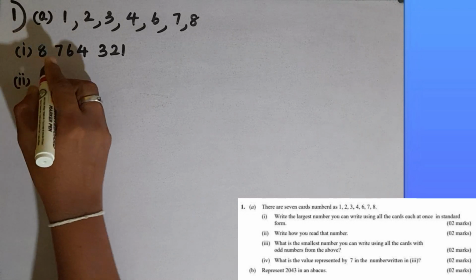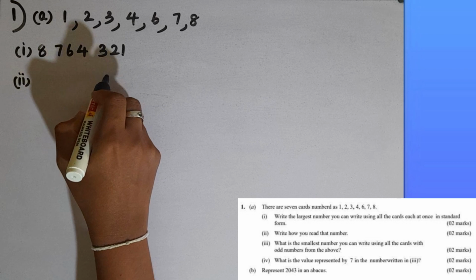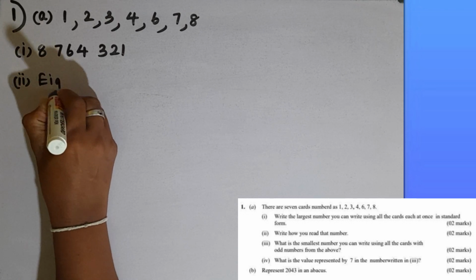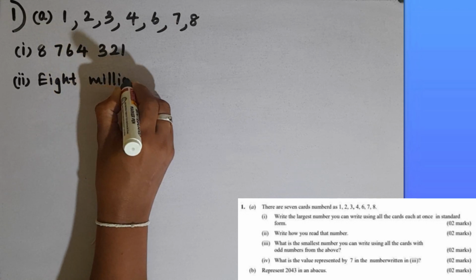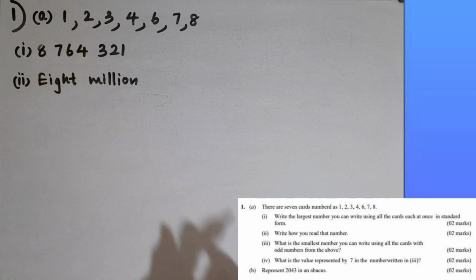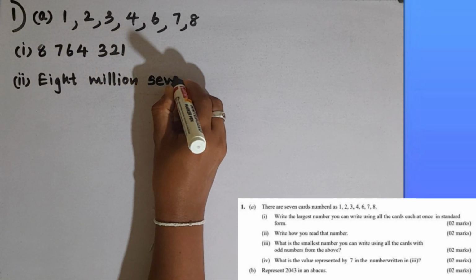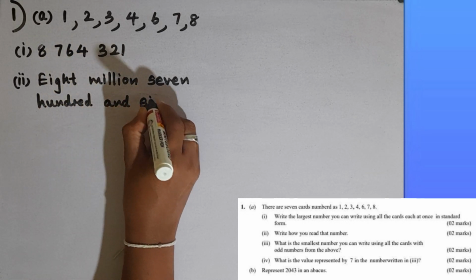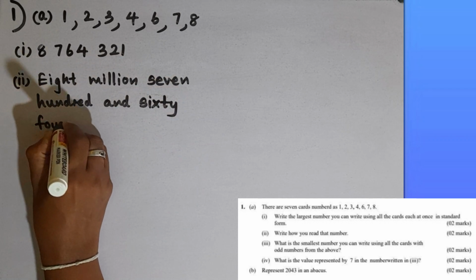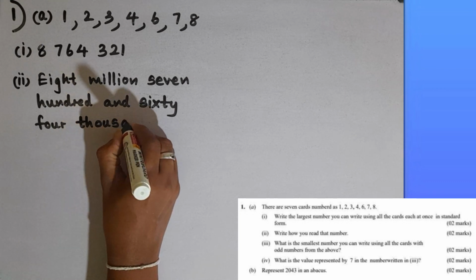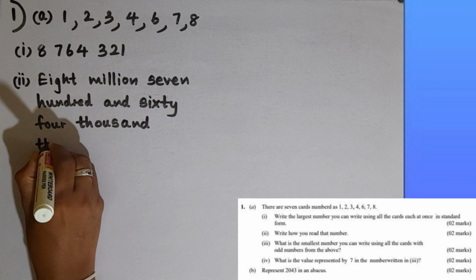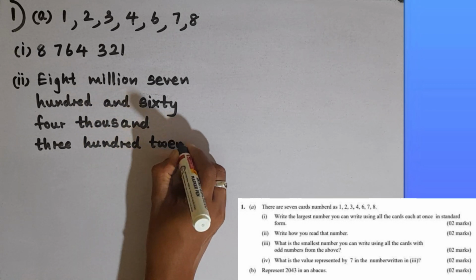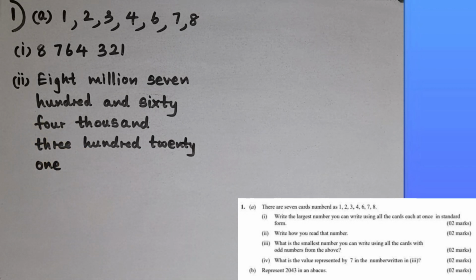How to read this? This goes to the million zone, this is in the thousand zone and this one is in the unit zone. So we can read this as 8 million, 764,000, then 321. This is the answer for the second part.